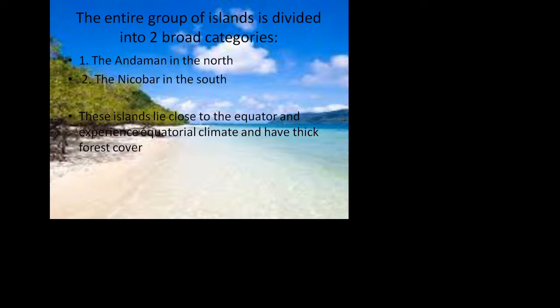The Nicobar Islands south of the Andamans are a group of 19 islands, out of which 7 are uninhabited. The islands are divided into southern, central and northern. They are divided into 3 parts: southern, central and the northern islands.